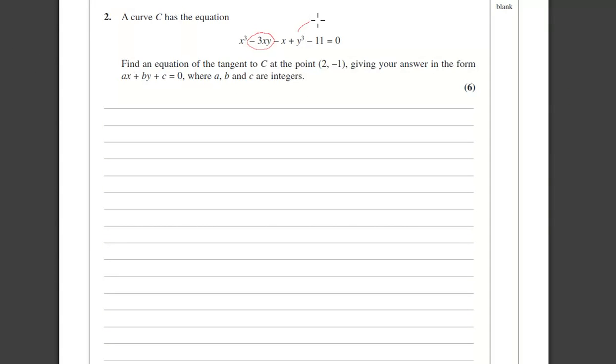Just bear in mind, if you're differentiating with respect to y, then you need to do d by dy instead, and times it by dy by dx at the end, because that is equivalent to doing d by dx, which is what we intend to do here.